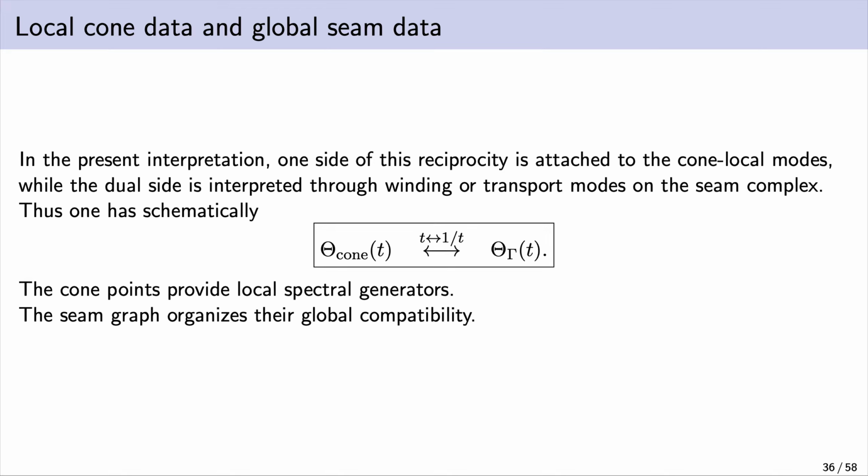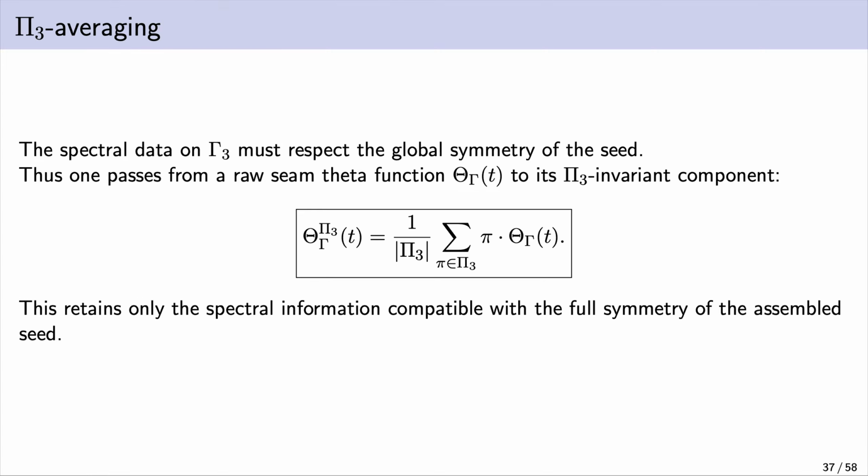Schematically, we can write the cone theta, and then it gets mapped to the gamma theta, where the map is achieved through this inversion of T. The cone points provide local spectral generators. The seam graph organizes their global compatibility. So now we do some pi averaging. The spectral data on gamma 3 ideally should respect the global symmetry of the seed.